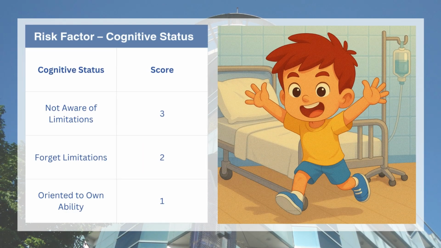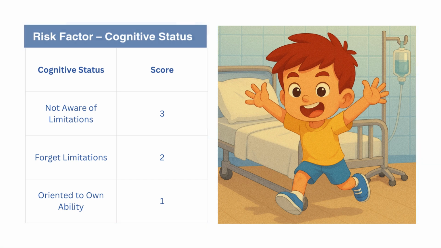Children who are unaware of their limitations are most likely to engage in unsafe behavior, scoring 3 points. Those who simply forget still pose a risk. Children who are aware of their abilities have the lowest fall risk score.